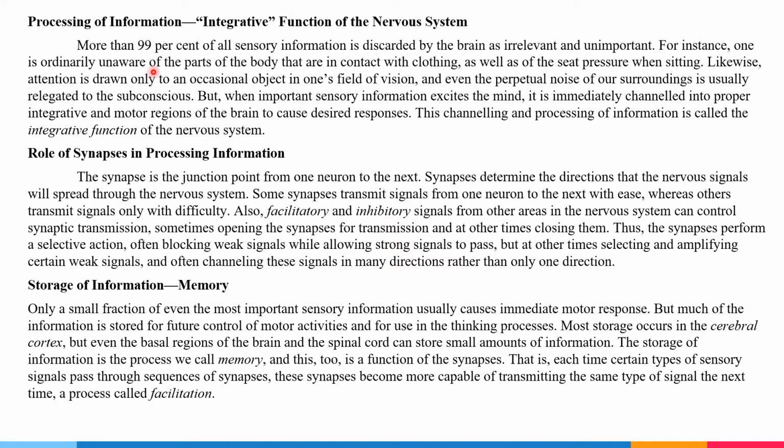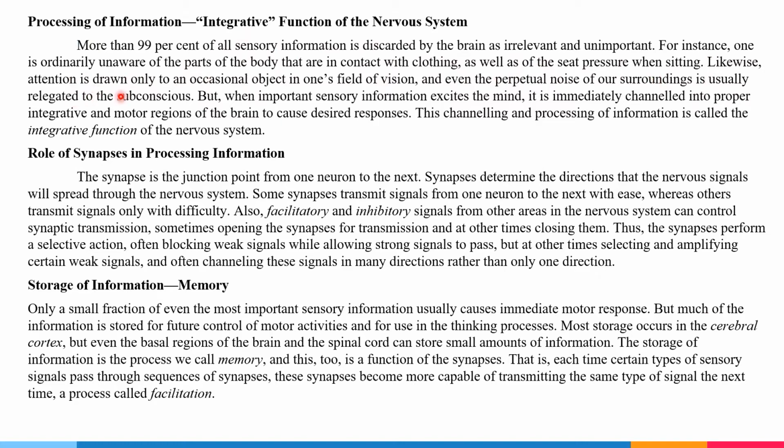Next, we move on to one of the most important functions of the nervous system, that is processing of information and the integrative function of the nervous system. More than 99% of all sensory information is discarded by the brain as irrelevant and unimportant. For instance, one is ordinarily unaware of the parts of the body that are in contact with clothing, as well as the seat pressure when sitting.